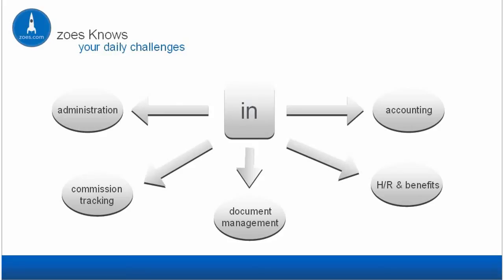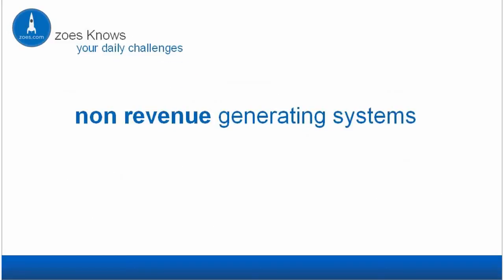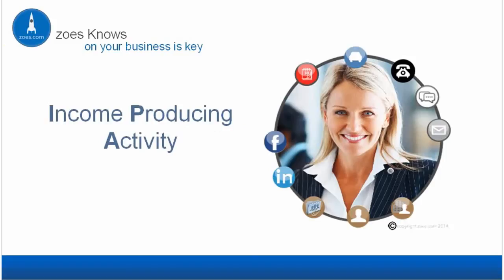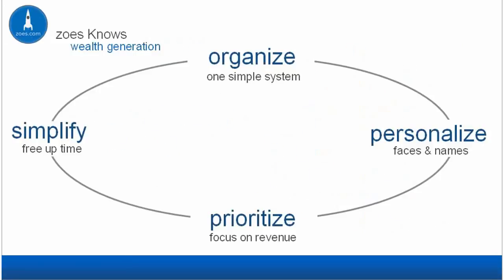There are many platforms on the market that will perform these functions, but let's face it, these are all necessary but non-revenue generating systems. That's why you need Zoes, because Zoes is the platform that's going to prompt you to work on your business, focusing exclusively on income producing activity. And Zoes does that by performing 4 major roles in every business it touches: simplify, organize, personalize, and prioritize.